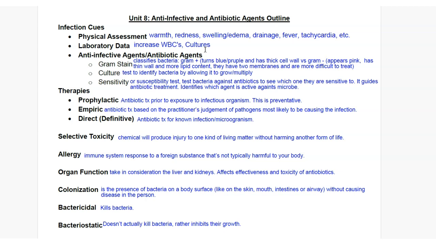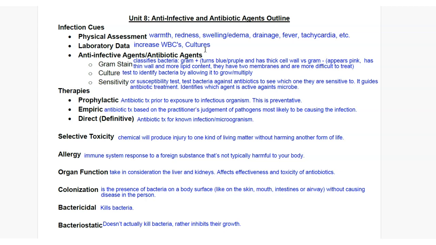Other lab results can include culture. We're going to talk about it even more, but basically this is a test where they can identify the microorganism that's causing the infection. All right, let's talk specifically about the anti-infective agents or antibiotic agents. Oftentimes you may hear this terminology: gram stain, culture, and sensitivity. So what is the difference? What do they mean? And why do we even do this test? How is it benefiting us in treating patients with an infection?